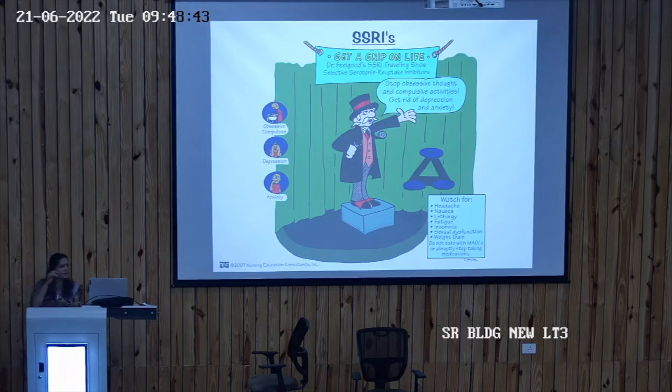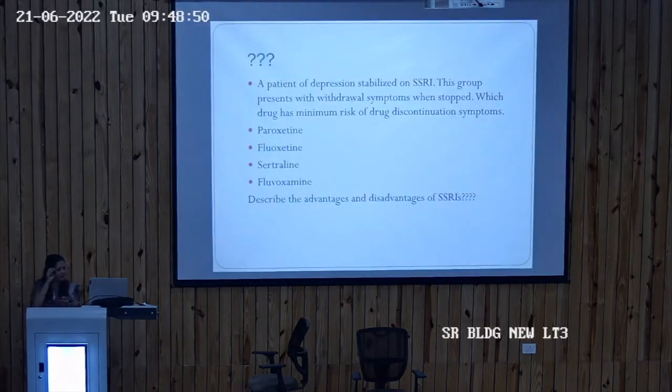So roll number 50 again. There is a question, a patient of depression stabilized on SSRIs. This group presents with withdrawal symptoms when stopped. Which drug has minimum risk of drug discontinuation symptoms? अगर एकदम से आपने ड्रग डिसकंटिन्यू कर दी तो there could be some drug discontinuation syndrome symptoms. ठीक है, now which drug has a minimum risk of drug discontinuation symptoms?